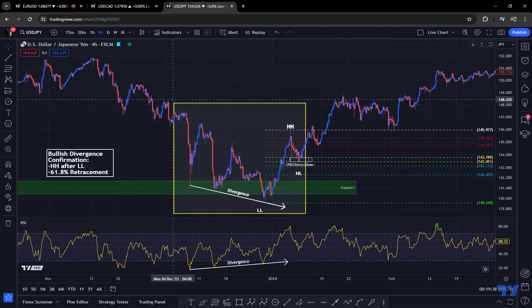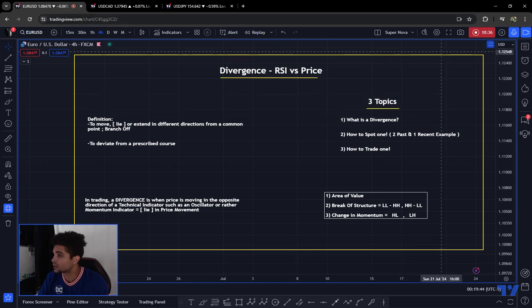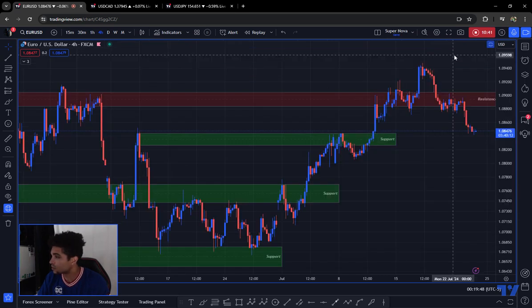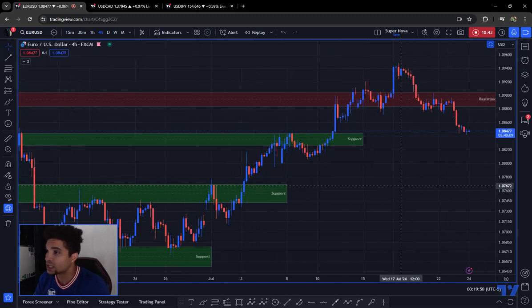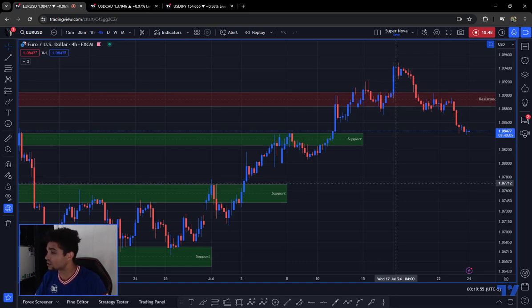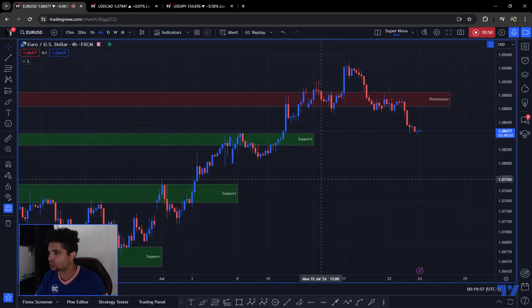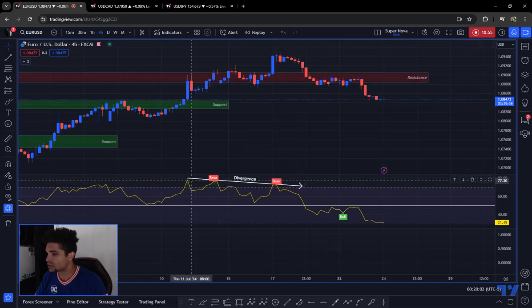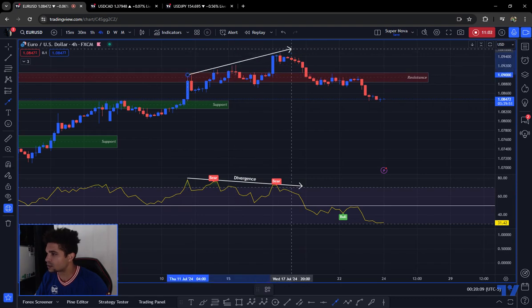Real quick, I want to go over a more current pair that is giving us, or did give us, a divergence. Let's go ahead and reset our chart. Now I have EURUSD, euro against the US dollar. Now if we pop up our RSI, here we go. We see price on our RSI giving us lower highs, but we're seeing higher highs on price in the chart.